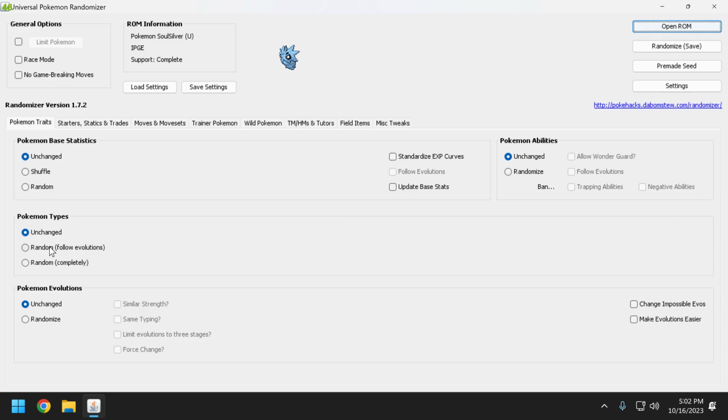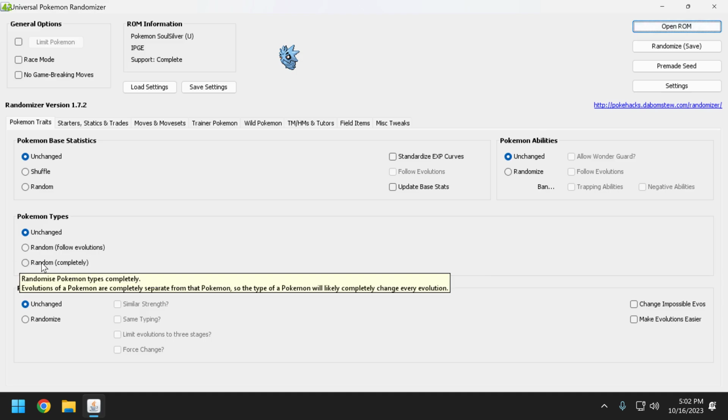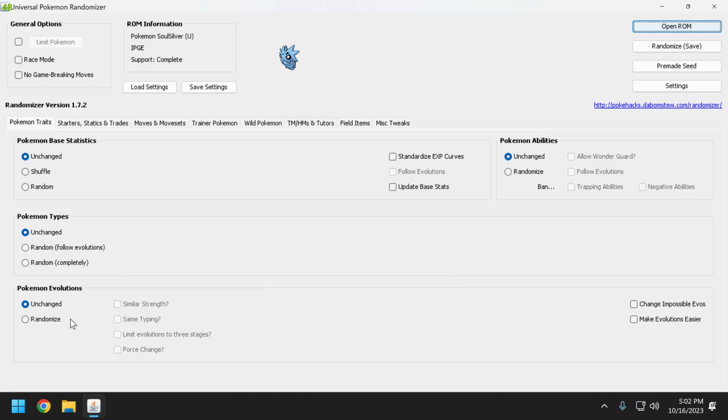Pokemon types. So you can change the type of a Pokemon. So you can make Pidgey into a dragon type. You know, it could be a dragon type. And you can have it follow on with the evolutions, or you can have them be completely random. Up to you there. And same thing with evolutions.